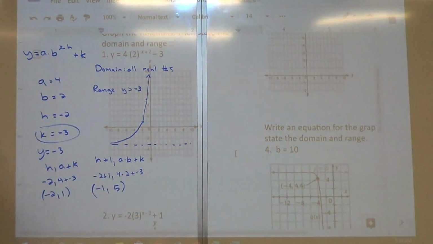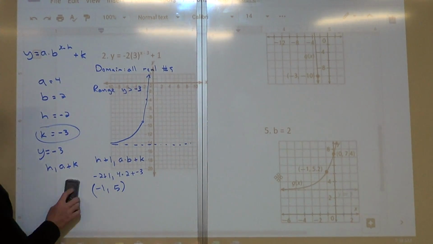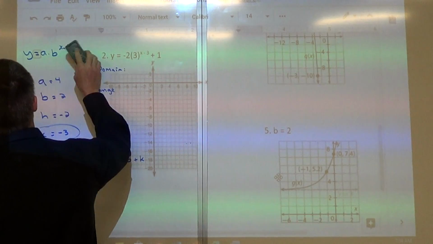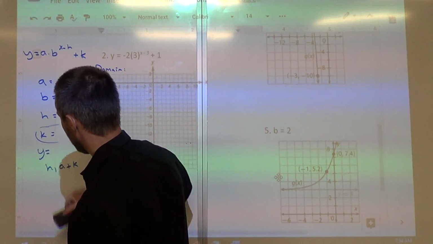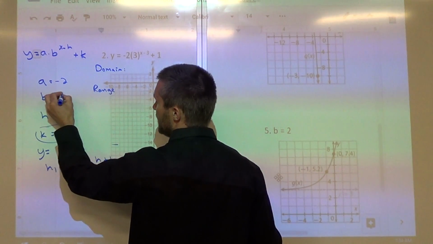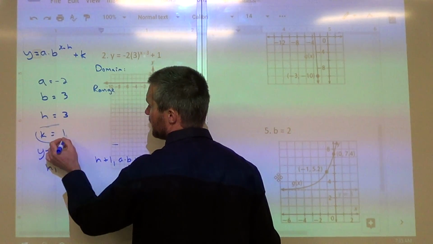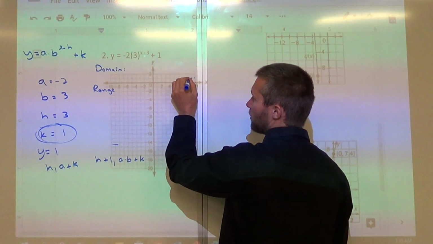I want to go through number 2, graphing, and then we'll go over writing the equations as we look at it. So we come through here. We're going to use our same equation. So let me erase this. We want to identify A, B, H, and K. A is -2, B is 3, H is opposite the sign, so that's +3, and then K is 1. My K value always gives me my asymptote, so I have an asymptote at +1.